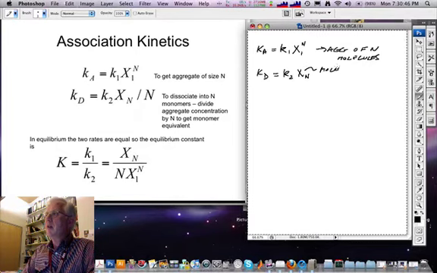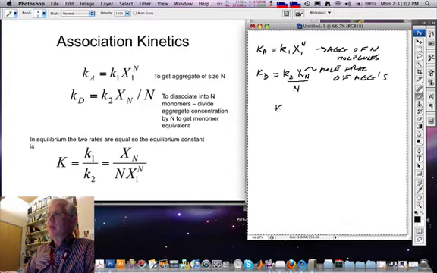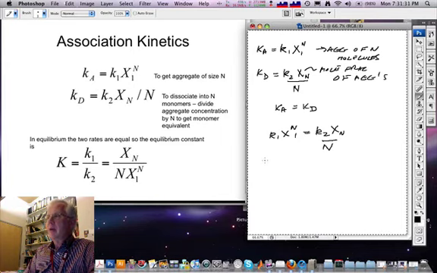So this is the mole fraction of aggregates. But we must divide this by the number of particles in each aggregate, because each one of these dissociation events will give n monomers. In equilibrium, the association rate is equal to the dissociation rate. Now we've normalized to monomers. And so, therefore, we can set these two equations equal, with the result that the equilibrium constant for the dissociation, which is the ratio of the association and dissociation constant, is given by x_n over n x1 to the power n.